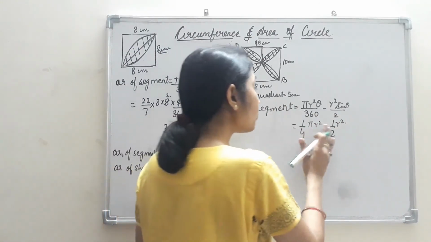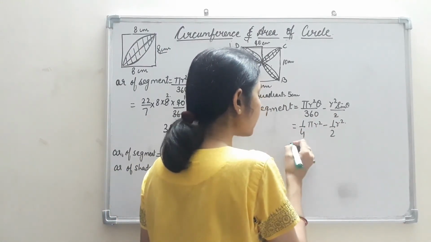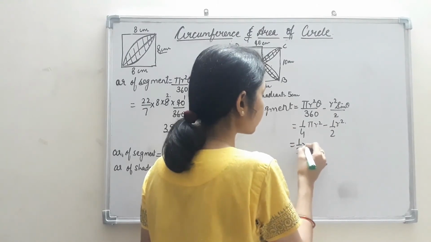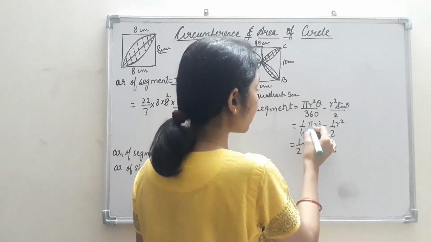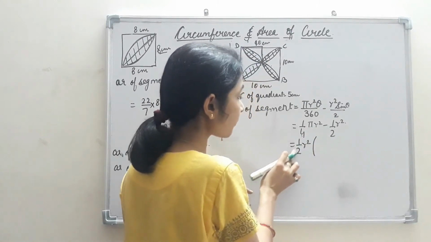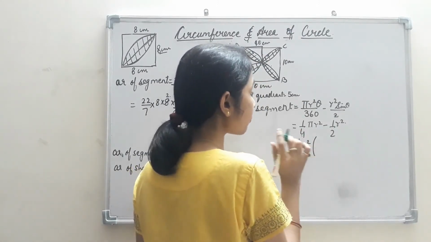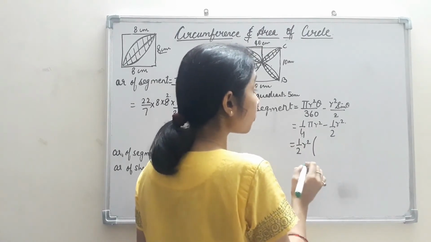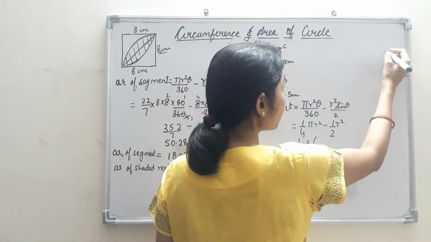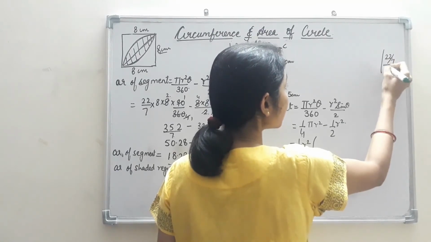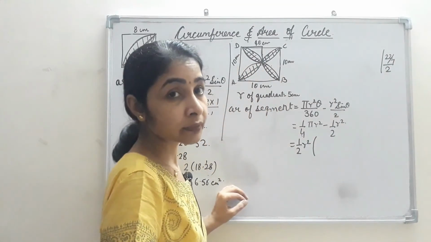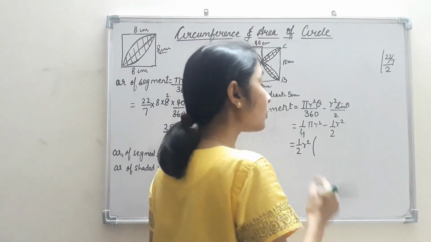So 1 upon 2 r square is common here. I'll take this 1 upon 2 r square common. Okay, what remains inside the bracket? I get pi upon 2, because 1 upon 2 I have already taken common, so there remains only pi upon 2, and pi upon 2 will be equal to, when I take 22 upon 7 upon 2, what do I get here? Yes, 22 upon 14.